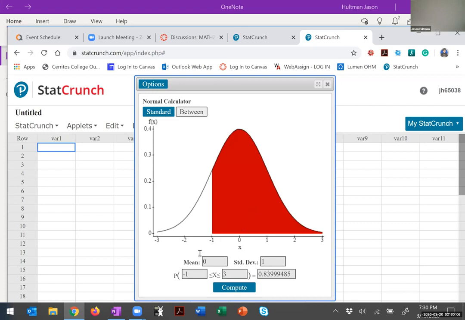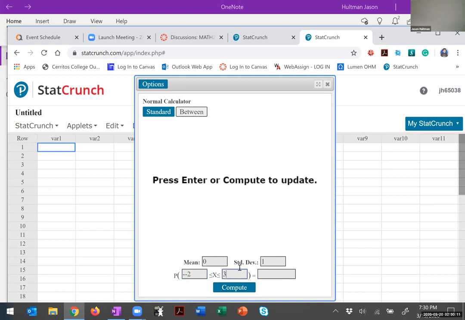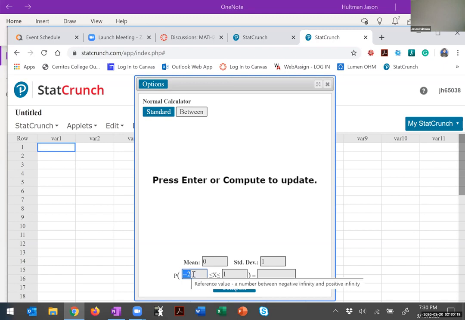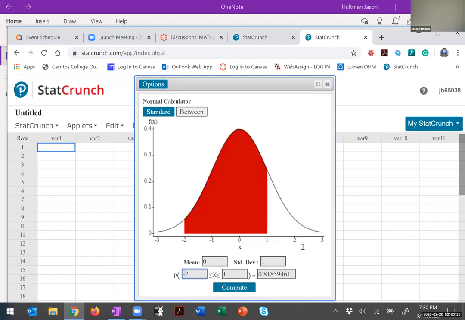Okay, and then what about -2 to 1? Negative 2 to 1. Oops, it says error. Why is it error? Oh, because I got 2 negatives. Okay, negative 2 to 1, we came up with 81.5%. This is 81.8% or 81.9%, pretty close. Okay, they would have both rounded to 82% anyway. And so we're still in the ballpark. We're still very close to home plate there.